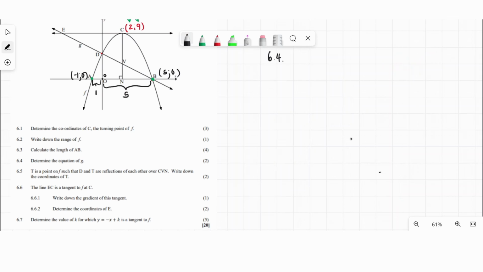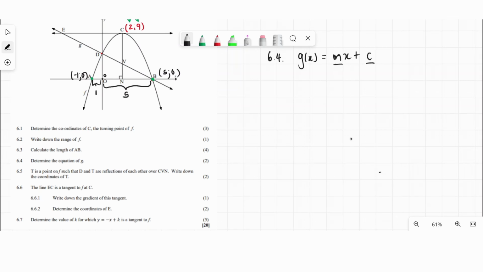6.4 says determine the equation of g, which is the straight line, right? We know the fact that they gave us g(x) as being equal to mx plus c. So we need to find m and c. So first we need to find the gradient of the graph, right? So what do we see here?